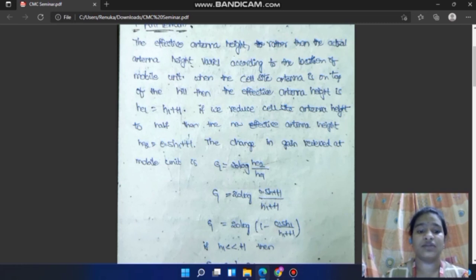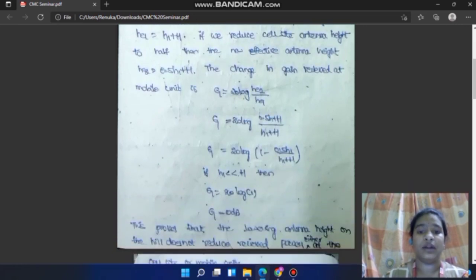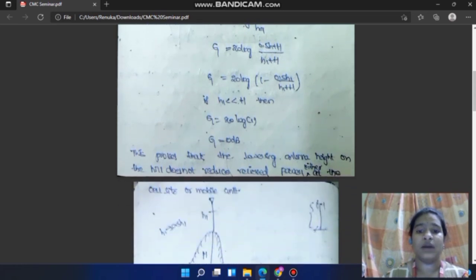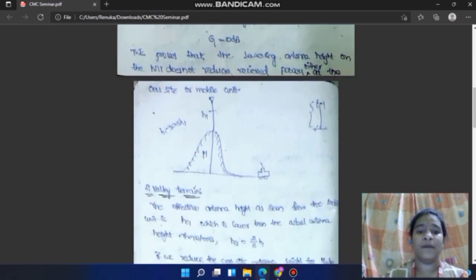The change in power received at the mobile unit is G equals 20 log He2 by He1. By simplification we get G equals 20 log of (1 minus 0.5 H1) by (H1 plus H). If H1 is very much less than H, then G will be 0 dB, that is, the gain at the receiving point will be 0 decibels. This proves that lowering the antenna height on the hill does not reduce received power either at the cell site or mobile unit.